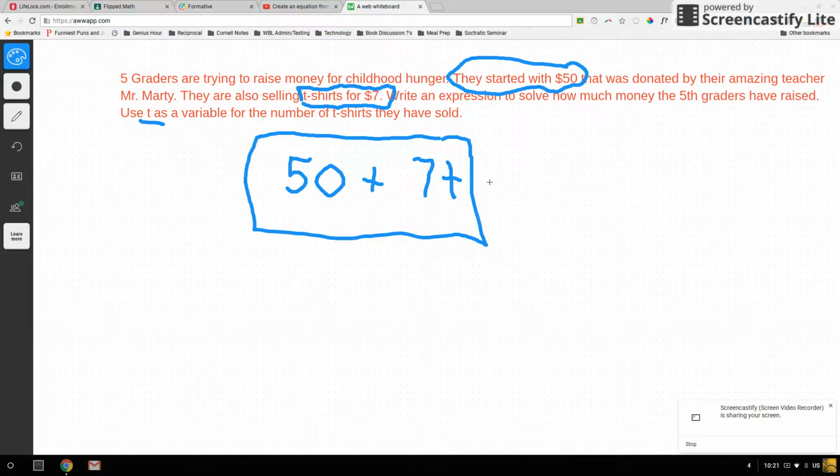So in your next few problems, you're going to be looking at a couple of equations like this and trying to match the expression that goes with it.